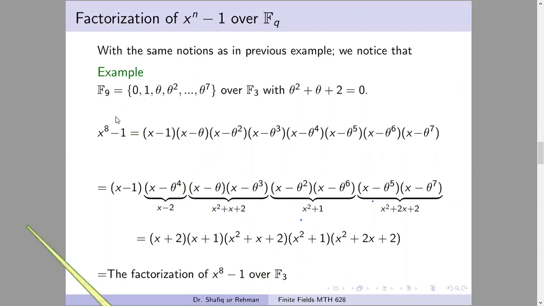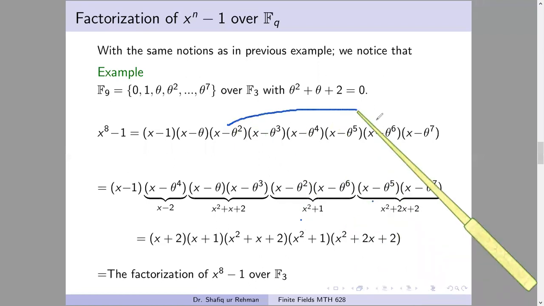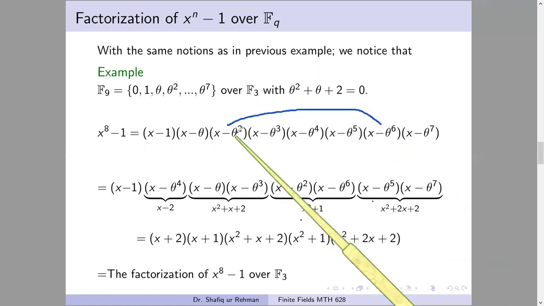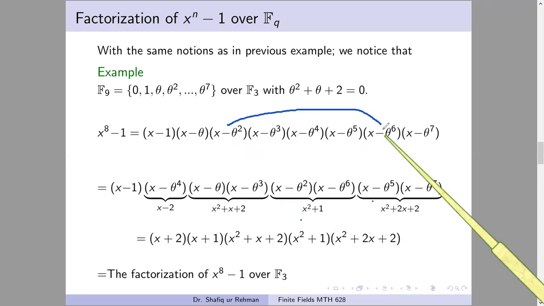We take all the 8th roots and make their linear factors, and taking the product we get this. Now we will rearrange these factors. We take x minus 1 as it is, and then the next step is important. We will join this linear factor with this, because theta square and theta 6 are conjugates.